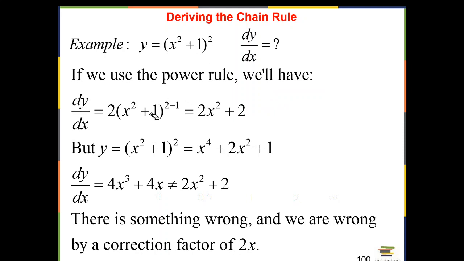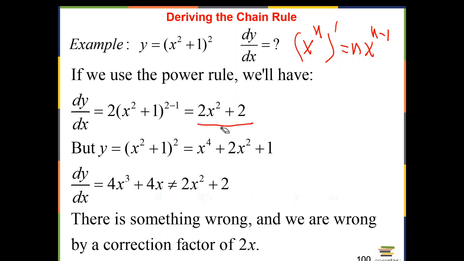Well, why don't we just use our power function and see what happens? So when we take the derivative of x to the n, what do we do? We do n x to the n minus 1. Can we do this if x is actually a function, like here? Well, let's see. I'm going to spoil it for you. It's going to be wrong, but let's see. So what's the derivative? It's going to be 2 times x squared plus 1 to the power of 2 minus 1. So that's the answer.